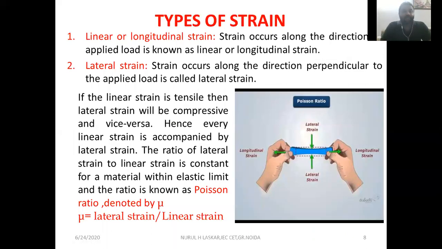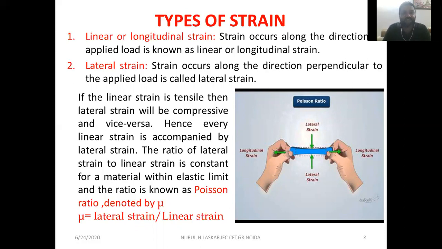Now, types of strain. Again, there are two types of strains. One is called linear or longitudinal strain, another is called lateral strain. Then what is linear strain? Strain that occurs along the direction of applied load is known as linear or longitudinal strain. That is a clear-cut definition. The direction along which the force is applied, strain in that direction will be linear or longitudinal. Suppose you are applying a force or a load along the x direction. So linear or longitudinal strain will be in the x direction.